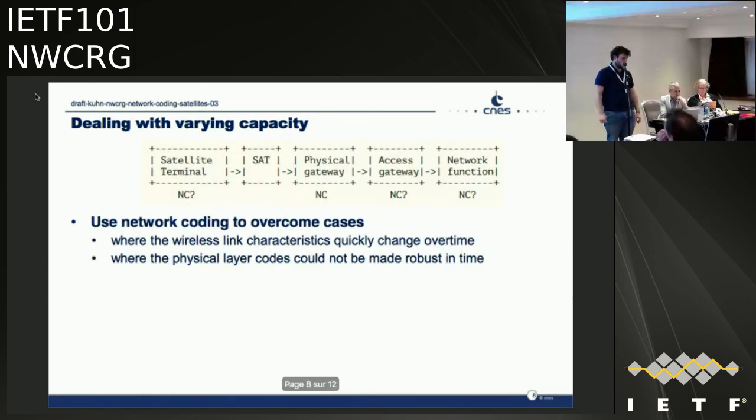And then I think you can go next. That's another use case we have. That is one for which we actually already use network coding in satellite systems today.